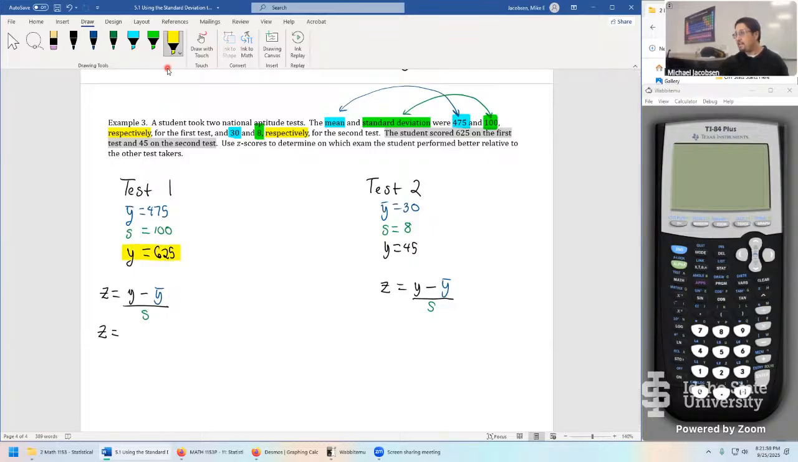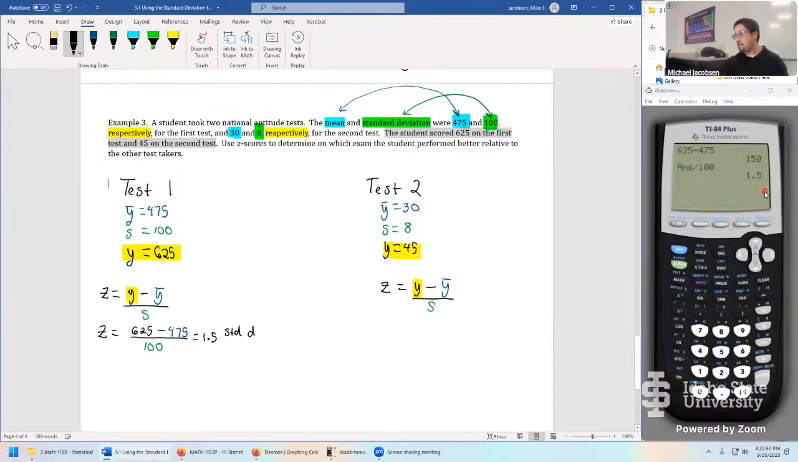So the value that's y is the 625 on both of these. On the first z-score, it's 625 minus, see the table information above, 475 for the mean, divide by 100, the standard deviation. Usually when I do these computations, I personally would just do it this way: 625 minus 475. Hit enter. Just don't forget to hit enter. So you do the subtraction in the numerator, divide by 100, and we get 1.5.